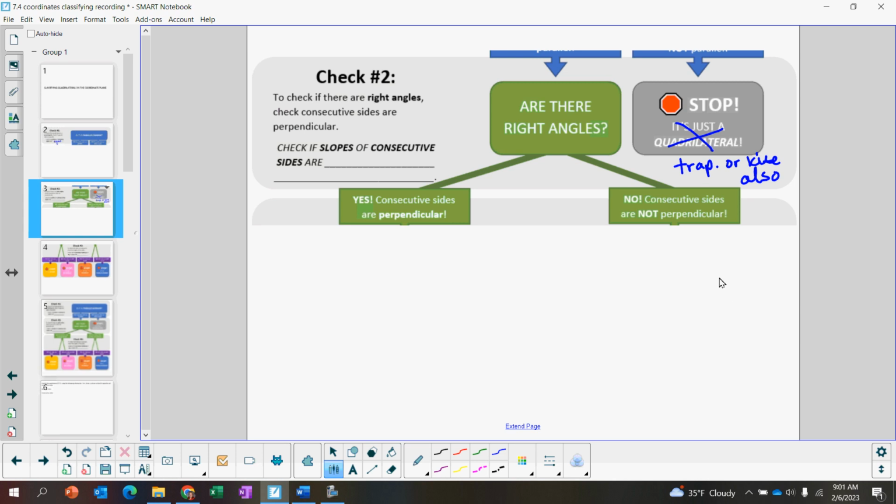The difference between those is a trapezoid has one pair of parallel sides. A kite would have none, but it does have some congruent sides. We're really not going to look at kites as much. And if it doesn't have any parallel sides, we'll likely just call it a plane quadrilateral.